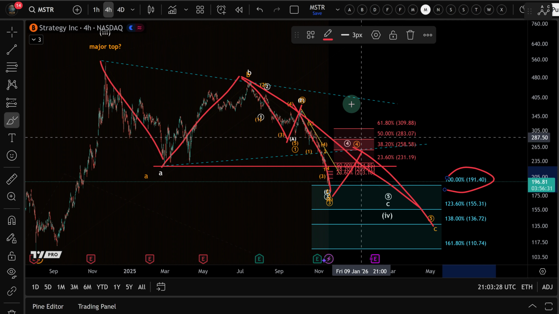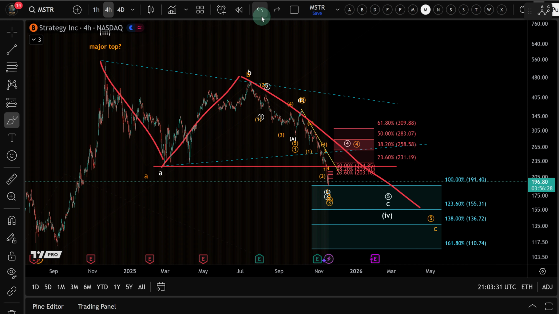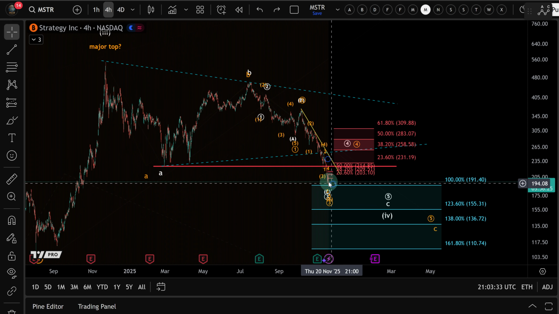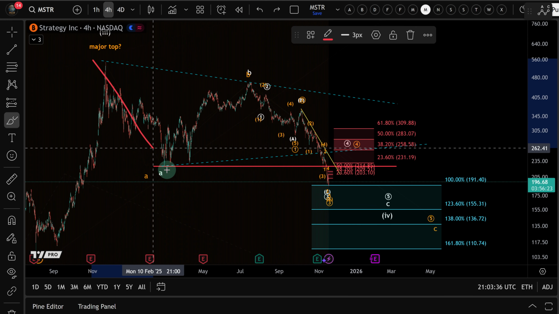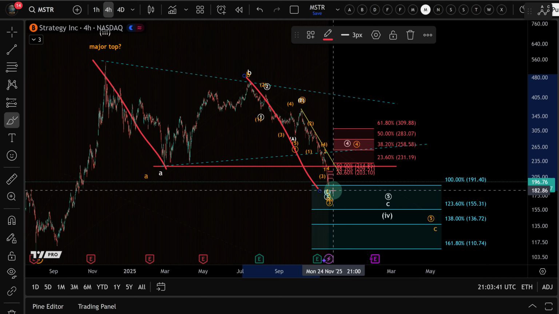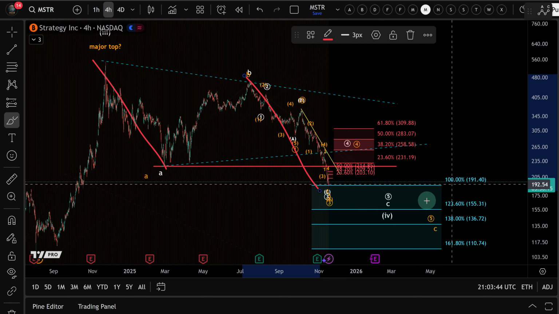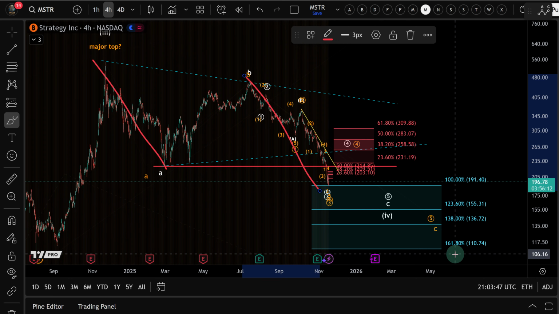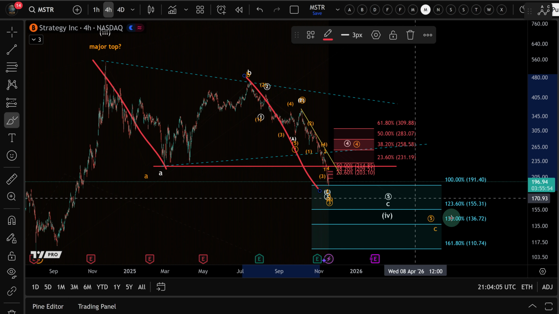Why do we call it the 100% extension target? Because in any ABC structure, it is very likely that it's reached, because an A wave and a C wave tend to have the same length. C waves are quite often also longer than an A wave, which is why we have the entire set here, from the 100% extension to the 161.8 extension. This is basically an entire possible target range of a C wave. So we can easily see it go down a little lower.